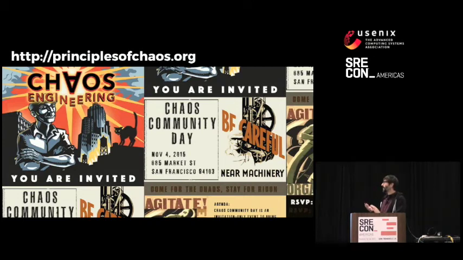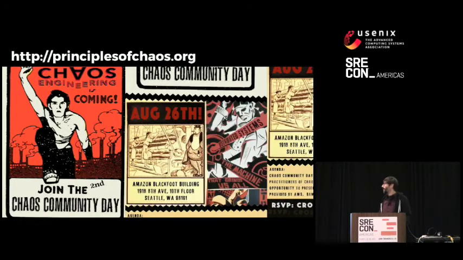And we put those out there on Principles of Chaos, and we saw that there was some good energy in the community, so we started developing this community. We call it the CASTE Community. And we have a Chaos Community Day. Two years ago, we ran one in San Francisco with the usual suspects. Last year, we ran another one in Seattle.